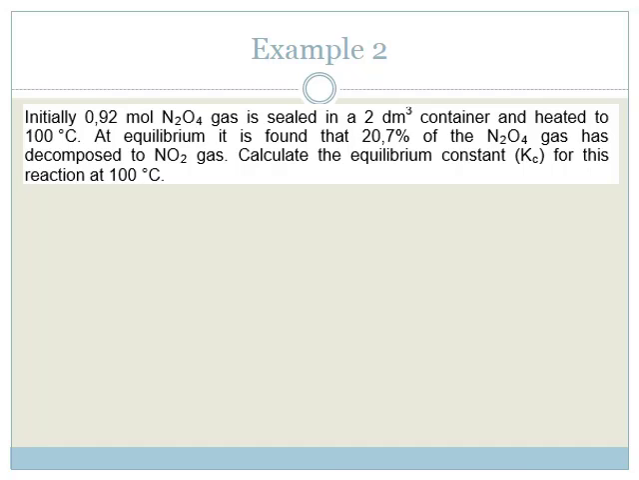Let's do example 2. Initially, 0.92 moles of N2O4 gas is sealed in a 2 decimeter cube container and heated to 100 degrees Celsius. At equilibrium, it is found that 20.7% of the N2O4 gas has decomposed to NO2 gas. Calculate the equilibrium constant for this reaction.